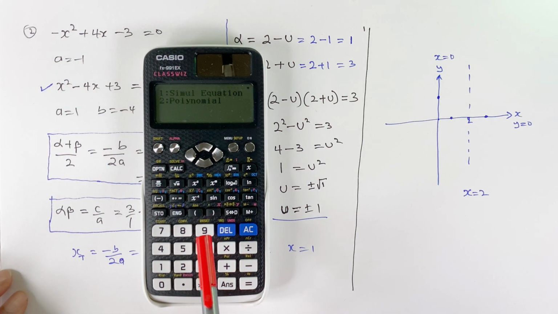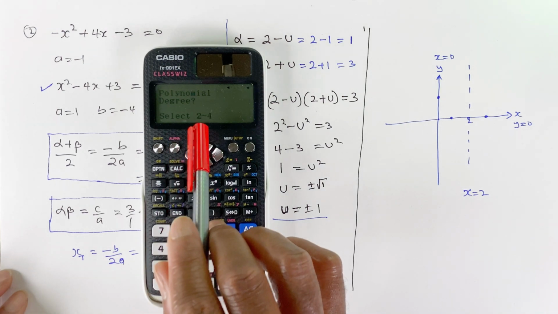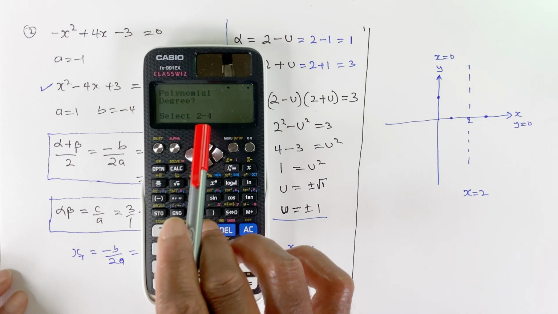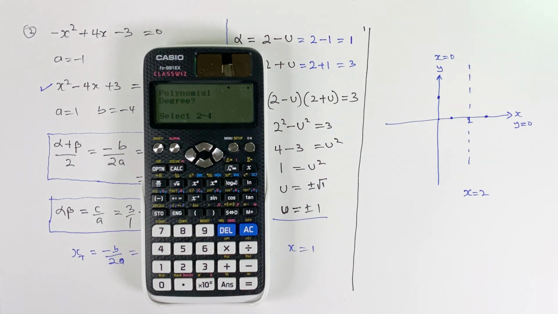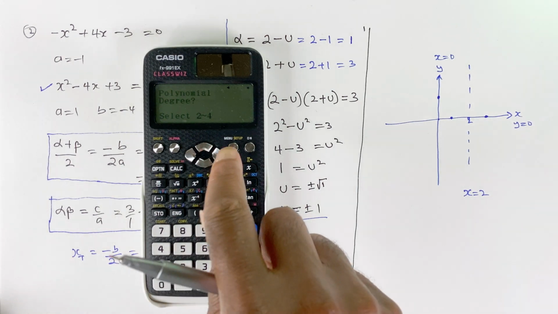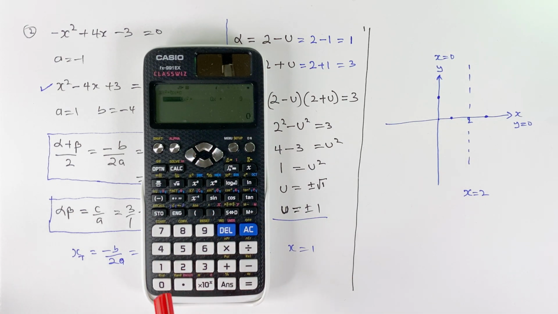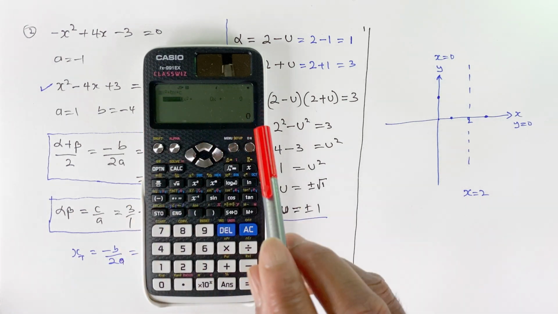Enter. So select 2, sorry. We go for x squared because it's quadratic. X cubed would be x to the power 3, and x to the power 4 would be quartic. So we're doing x squared. Select 2. We got the quadratic expression.